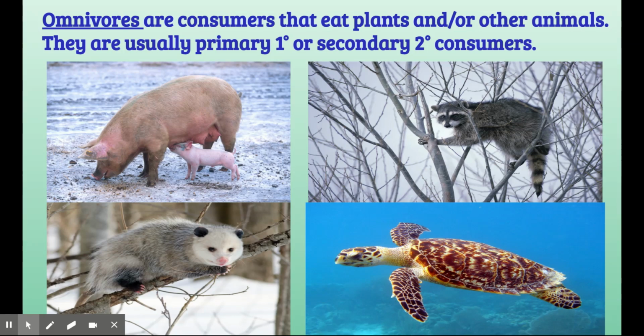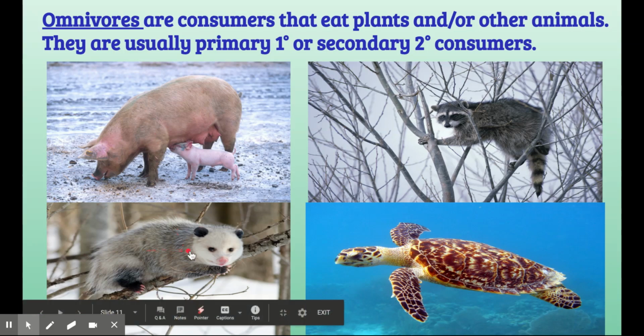Okay, so they like plants, they like vegetables and fruit, but they would also maybe eat insects or fish or things like that. So they're called omnivores. And the word root omni means kind of all. So this means that they will eat just about anything. Some examples are pigs. Pigs will eat both plant matter and animal matter.